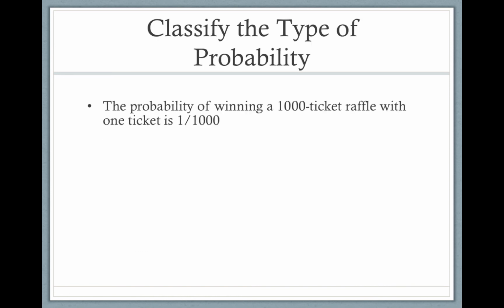All right, so now let's go through some examples and try to classify the type of probability. Is it classical? Is it empirical? Or is it subjective? The probability of winning a 1,000 ticket raffle with one ticket is 1 over 1,000. What do you think? Is that classical? Is that observed or empirical? Or is that subjective? And hopefully what you're saying is that that is classical, because there's one winning ticket, there's 1,000 total tickets, so that is just the classical or theoretical probability.